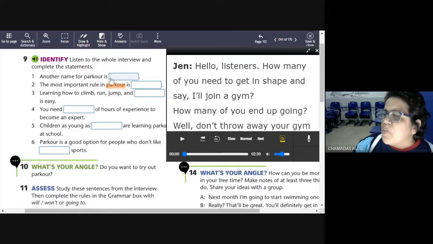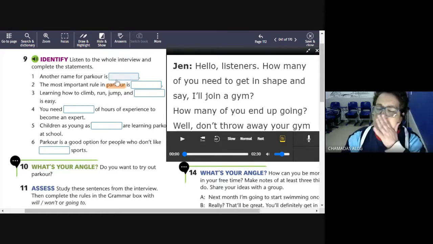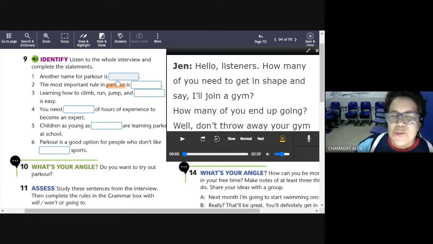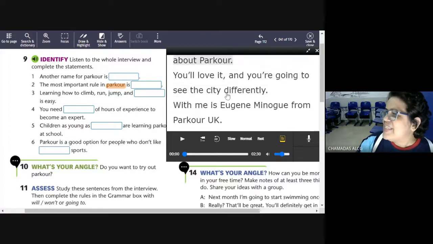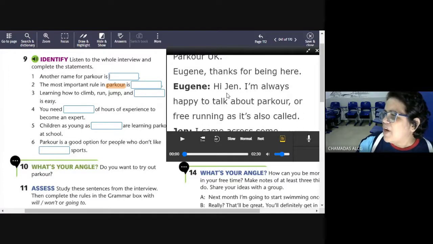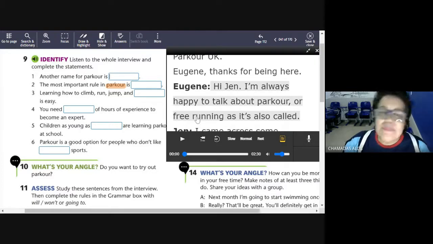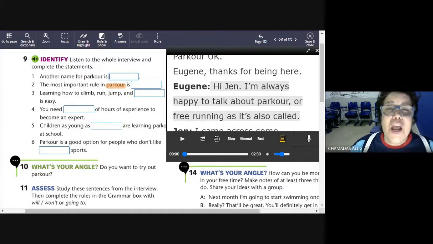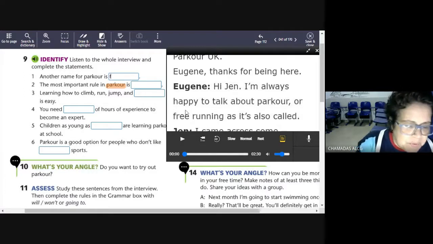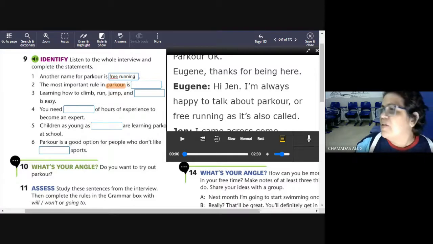Another name for parkour is, do you remember? It says here, free running. Look, okay? So people also call that free running, all right? So let's put it that way.